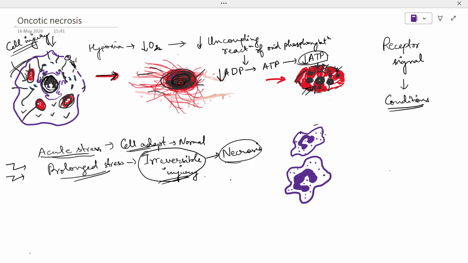which leads to a decrease in the activity of the sodium potassium pump of the cell. As a result, there is high calcium influx, leading to swelling and loss of volume control of the cell.